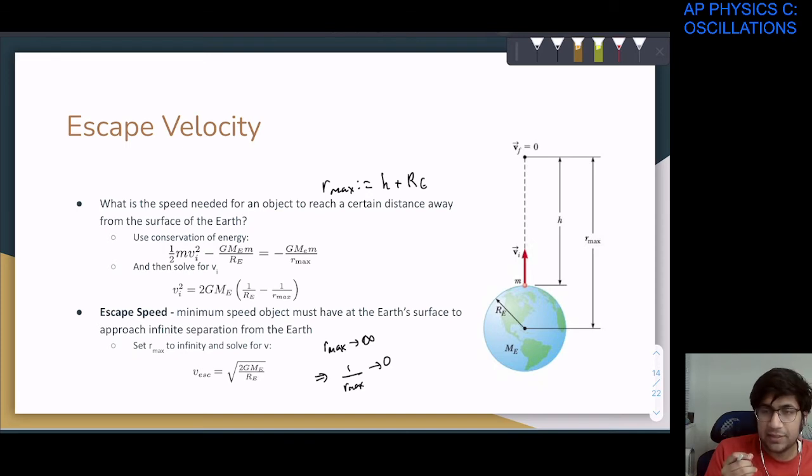So this is something that's inherently tied to a celestial object, and it's dependent upon the radius of the object and also the mass of the object. So it's pretty interesting. If you have an object that has twice the mass of the Earth, but also has twice the radius, it has the same escape velocity. So it's pretty cool to think about the various relationships.